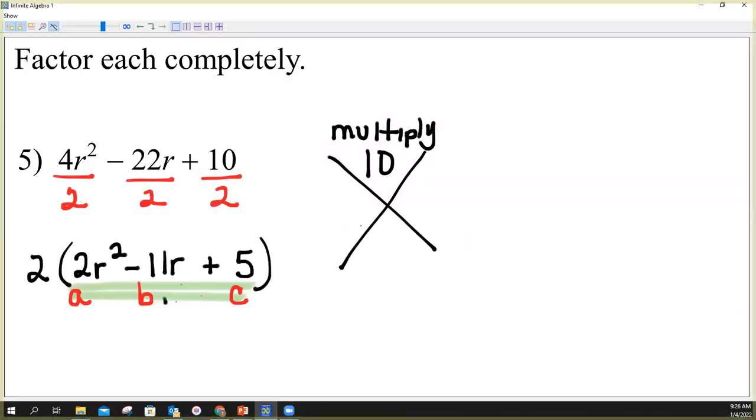So we have to find 2 numbers that would multiply to be a times c, which is 10, and add to b, which is negative 11. If we can't find any numbers that work, then we can't factor it down any further. But there are numbers that multiply to be 10 and add to negative 11. So we're going to use negative 1 and negative 10. So let's create our box.